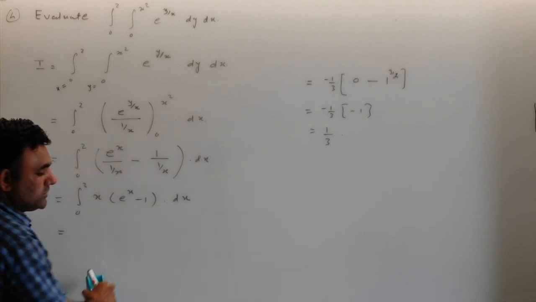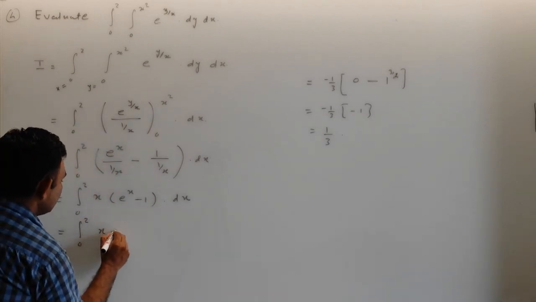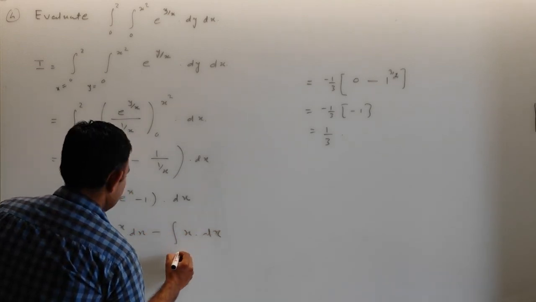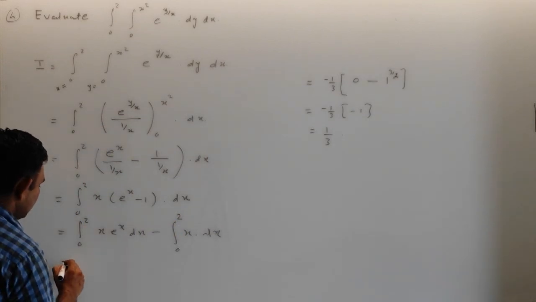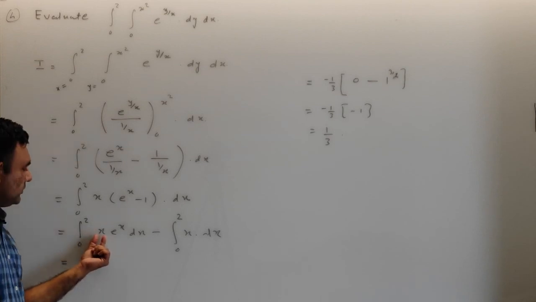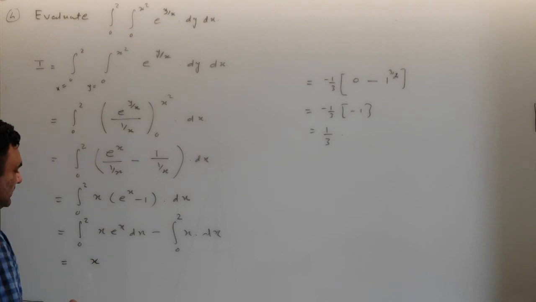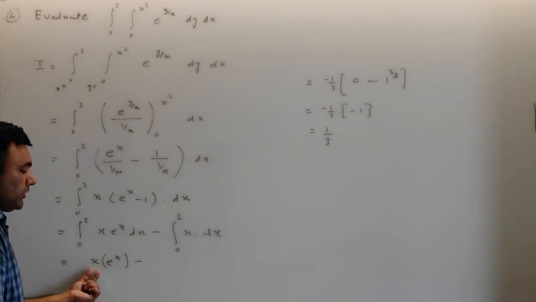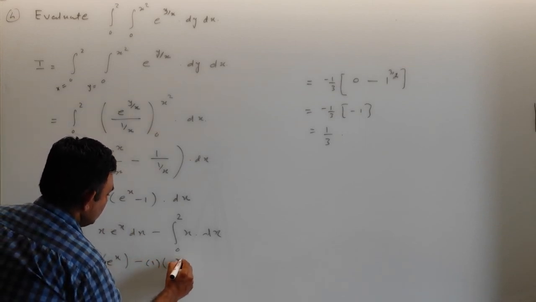Okay, you just split it. You can say here it is integration 0 to 2 of x e raised to x dx minus, this will be simpler, integration of dx from 0 to 2. Now you go with this x e raised to x dx. So this will be u, and this is your v. So x as it is, integration of e raised to x is e raised to x, minus derivative of x is 1, and integration of e raised to x is again e raised to x.